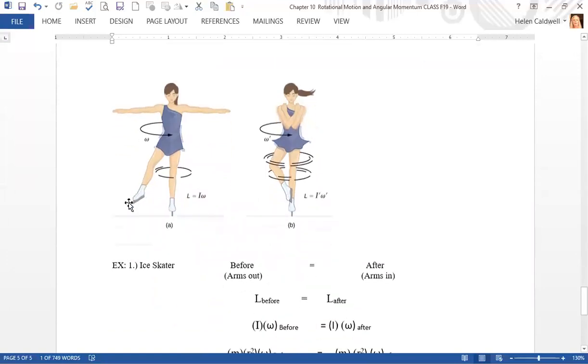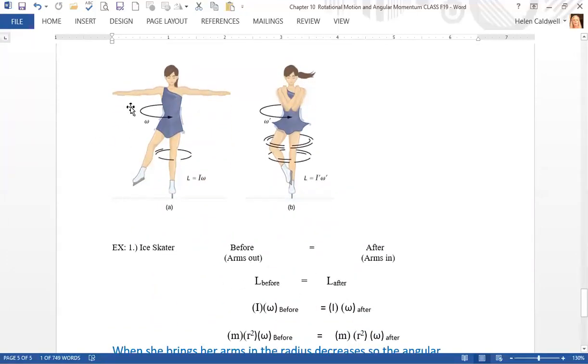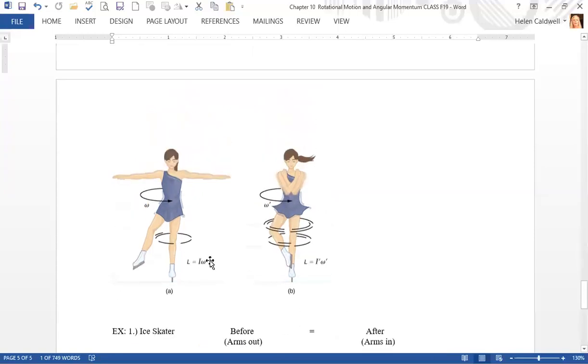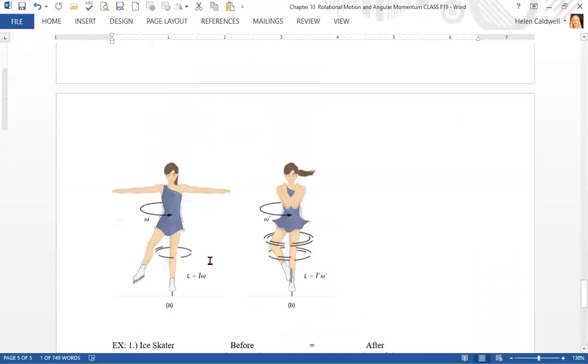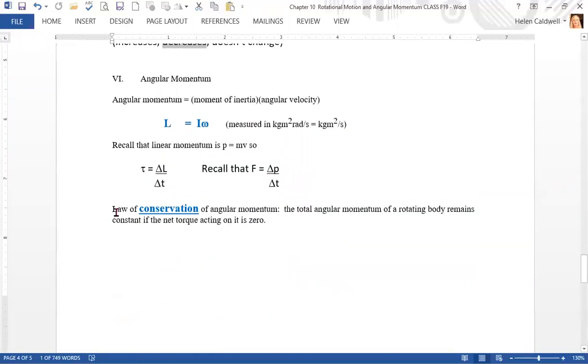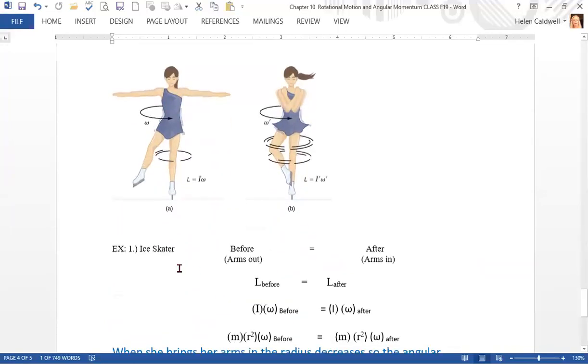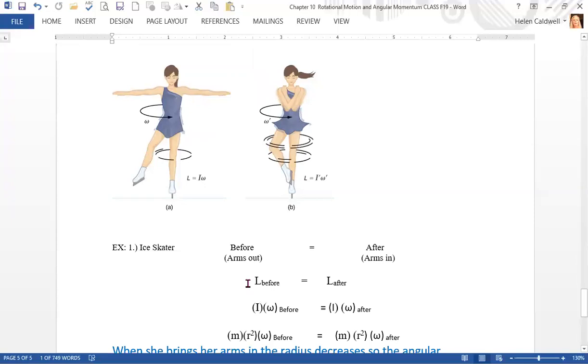let's look at an ice skater. So an ice skater is starting out with her arms out, and then she brings her arms in. So we have before with the arms out, after with the arms in. And we've said with law of conservation of angular momentum, that angular momentum remains constant. So angular momentum before equals angular momentum after. So L before equals L after.